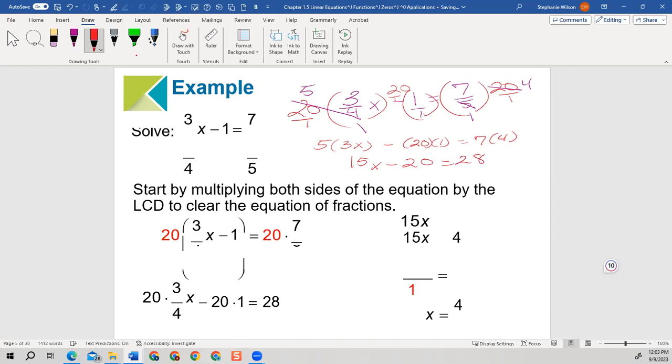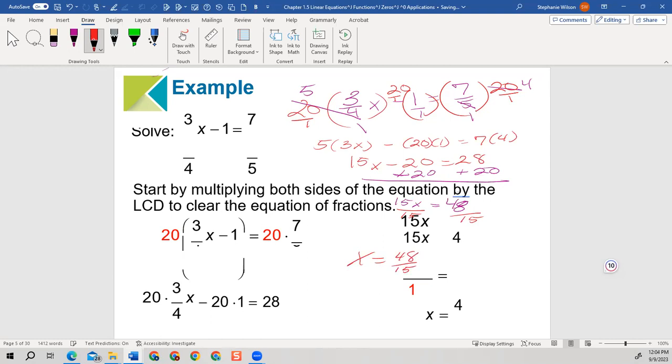So now I can start solving for x. What I need to do is add the 20. Since it's a negative, I'm going to add it to both sides. That gives me 15x is equal to 28 plus 20, which is 48. And now let's divide by that 15, because I want a positive 1 coefficient on x. So now I have x is equal to 48 divided by 15.